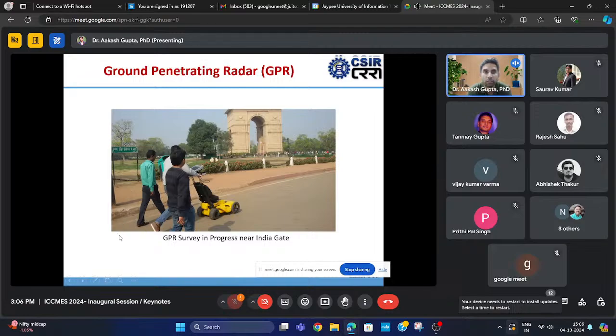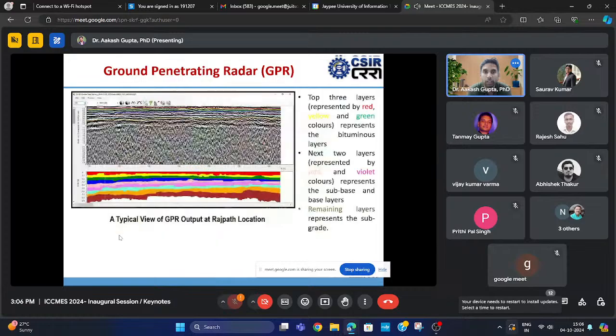This is one of the surveys which we have conducted near India Gate. Because this is a very VIP area, CRRI was not allowed to cut open the pavement or cut a pit. That is why we used this GPR technology to determine the thickness of the pavement.